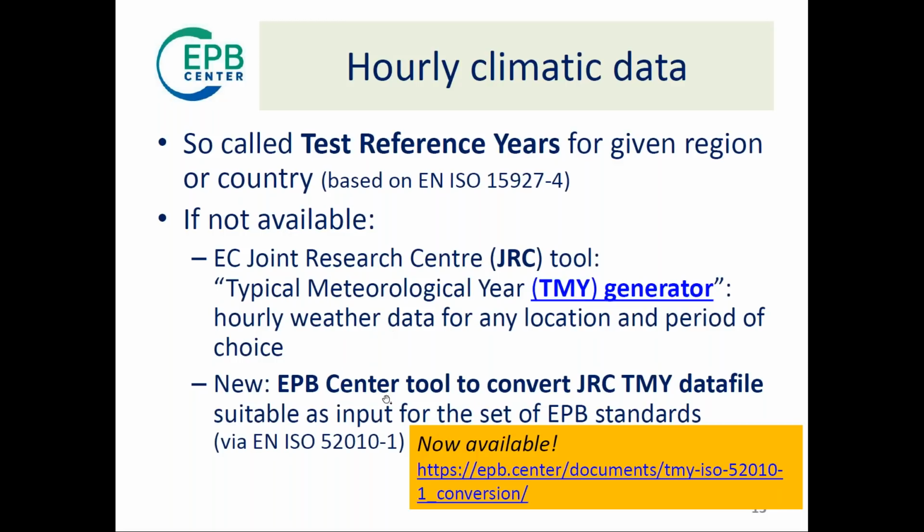And what is new is that we developed a tool at the EPB Center to convert the generated data for the typical meteorological year to make it suitable as an input for the set of EPB standards. And that's actually an input for this standard EN ISO 52010 part 1, which converts solar radiation data from the horizontal plane, which is normally the measured data, to vertical and inclined planes, for instance, for PV panels, solar panels, or for windows, etc. So this tool is now available, and here you'll find the link for that.